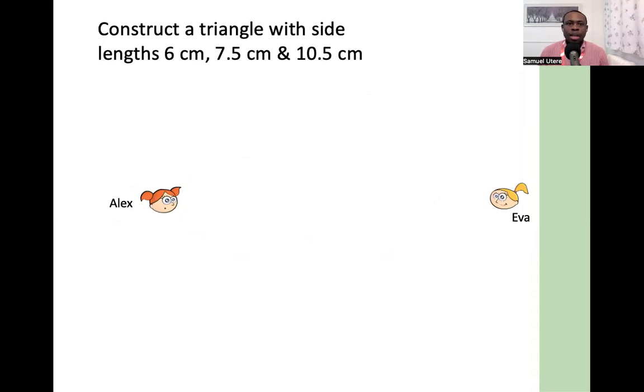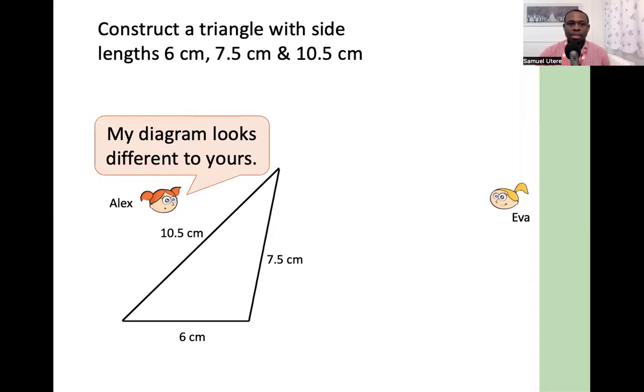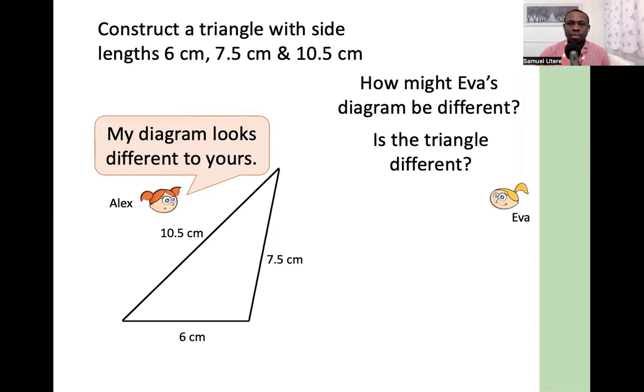Construct a triangle with side lengths 6 centimeter, 7.5 centimeter, and 10.5 centimeter. To do this, Alex said we could do it this way. We draw the 6 centimeter and then do our construction to produce that. Eva says, my diagram looks different to yours. How might Eva's diagram be different from Alex's diagram? And is the triangle different? Have a think.